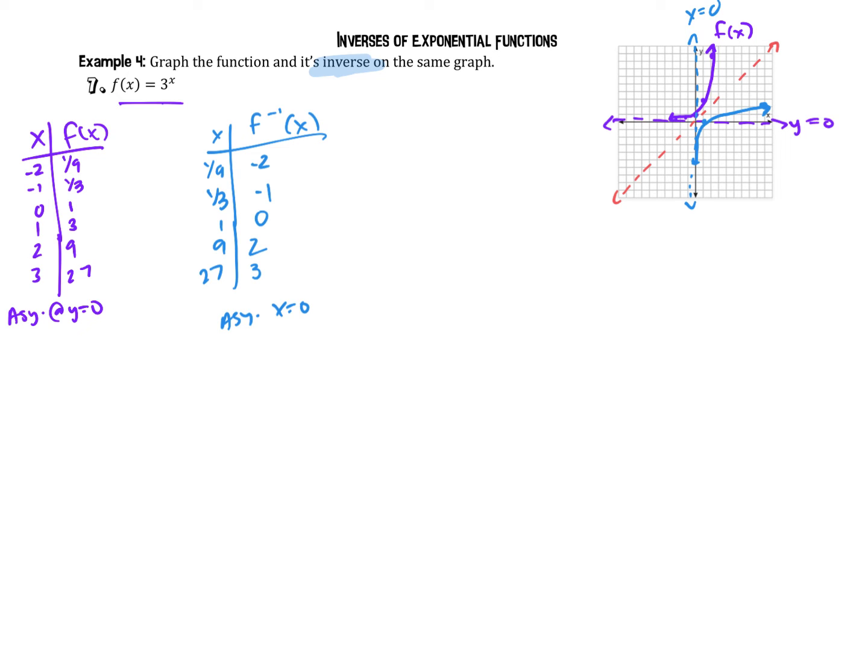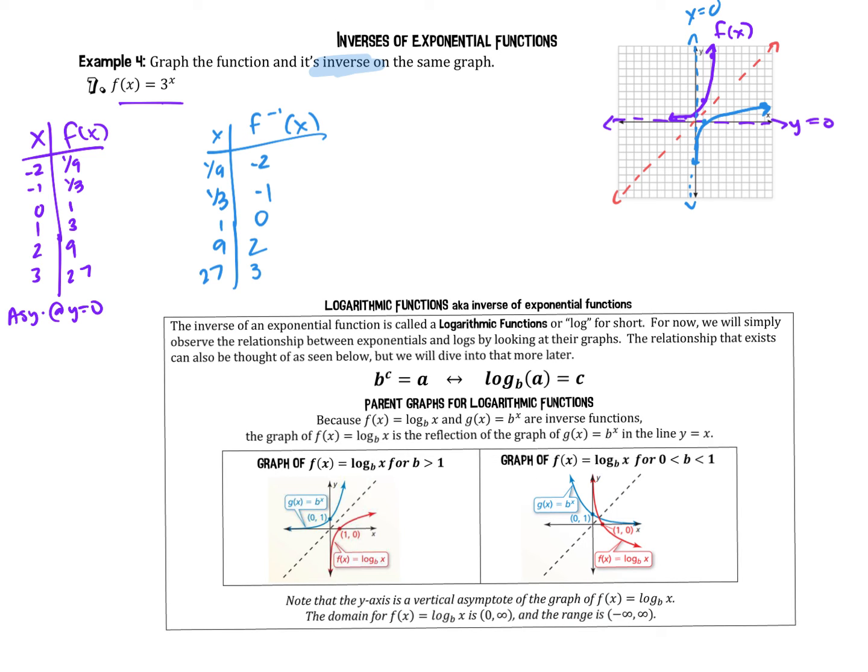Now this function, the inverse of an exponential function, it actually has a special name, and that is a logarithmic function. And what we're going to do in much of the rest of this unit is explore how logarithmic functions work and how we use them. So a logarithmic function, let's just get some basic information about it here. A logarithmic function is the inverse of an exponential function. Special name, logarithmic. We refer to them as logs for short.